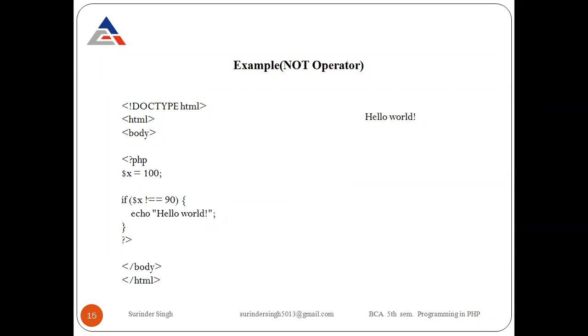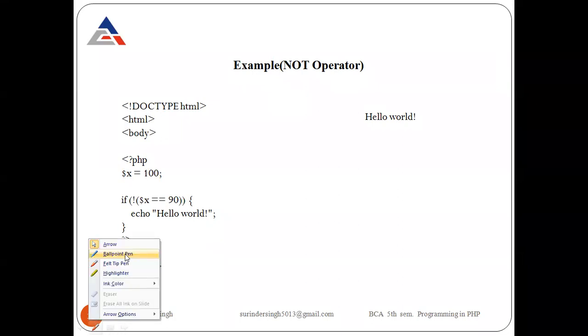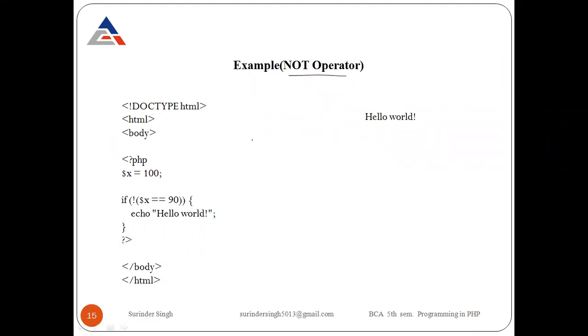And here is the logical not operator. Now this is the example of logical not. The logical not operator is a unary operator, and it appears before its operand. Clear? Okay.